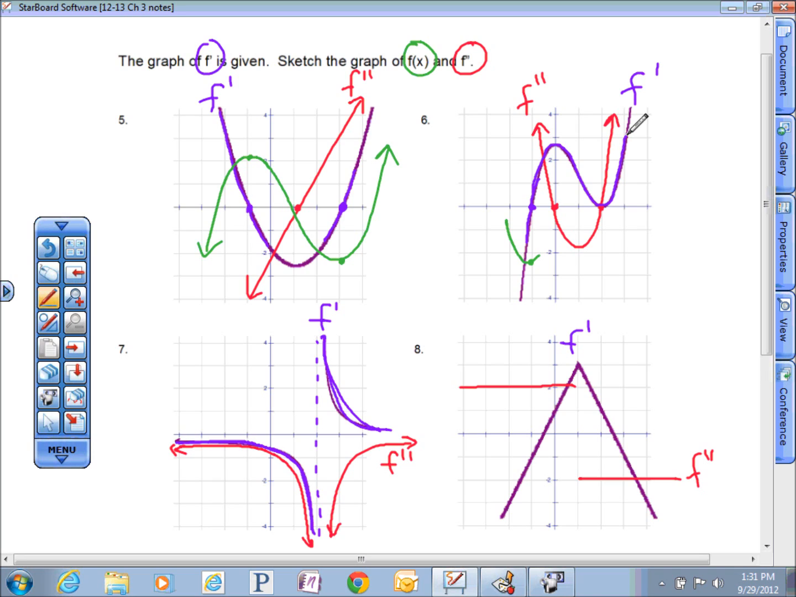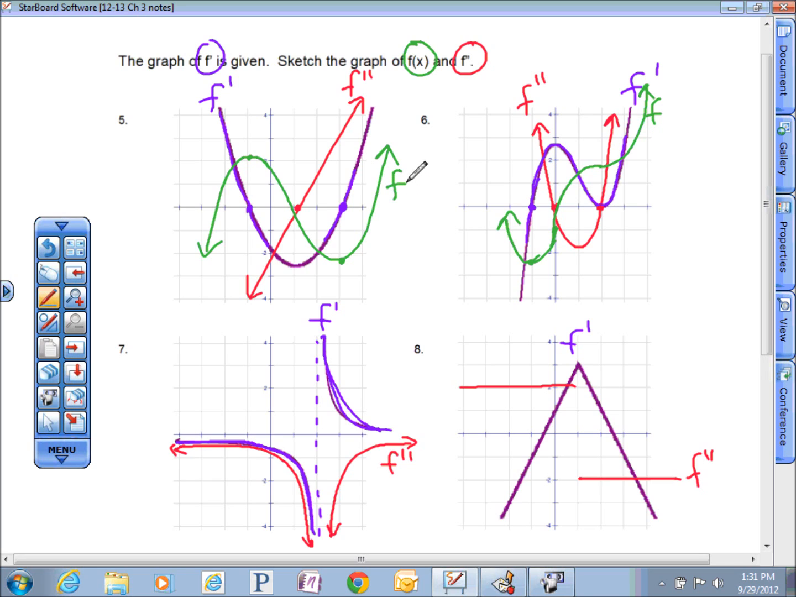Second derivative is positive until it hits this x value, then negative. So my function is going to be concave up, which makes sense for what I have here, until it hits this x value where the second derivative changes signs. Have to be concave down until we hit the other place that the second derivative hits the x-axis. Then it would have to change again to being concave up to finish off the function. So there's my f in both cases.